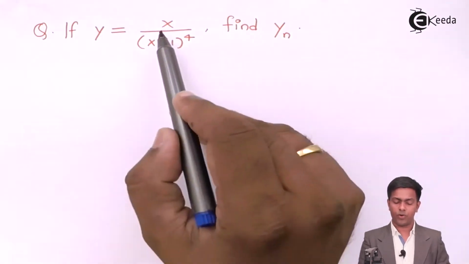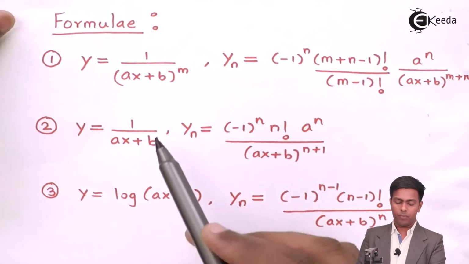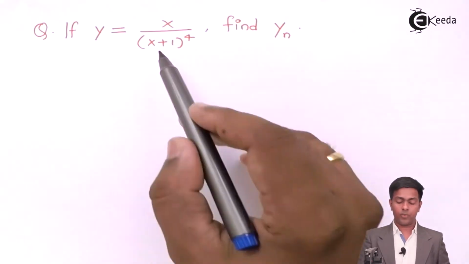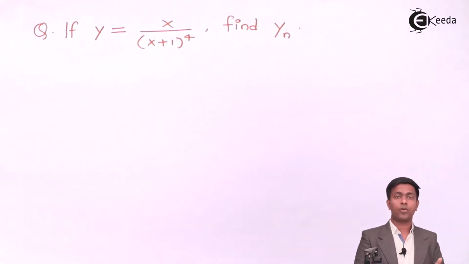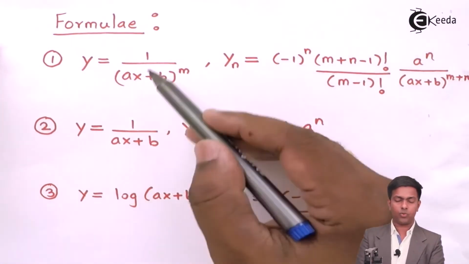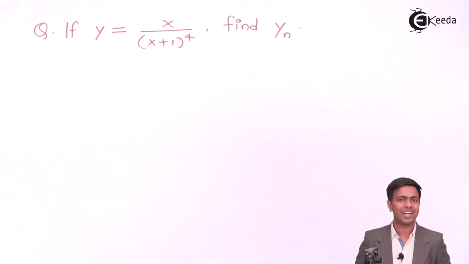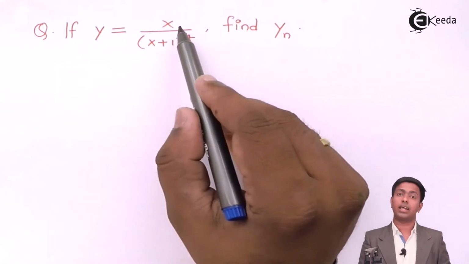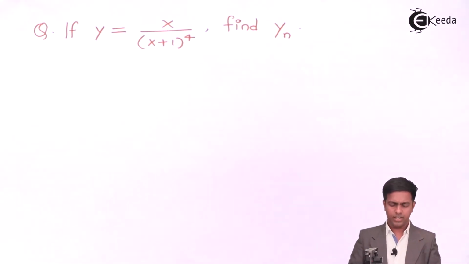So it means if I want to find out the nth derivative of this, I should use a formula from the first or the second one. So guys, it means I have to convert this function in such a way that it gets converted into formula number 1 or formula number 2. Now if you observe the first or the second formula, the numerator is 1. So if I want to apply that formula, I should make that numerator 1. And to make that numerator 1, I will add 1 and subtract 1, so that here we can get 1 in the numerator. So let's see.